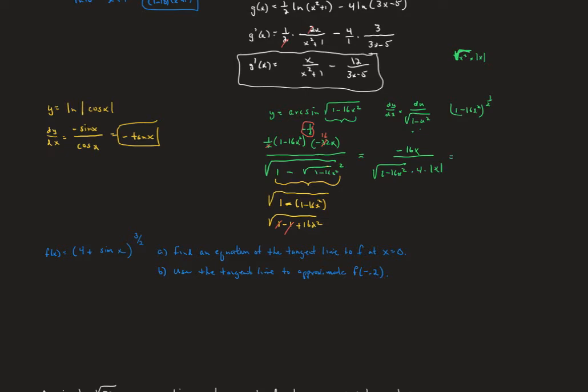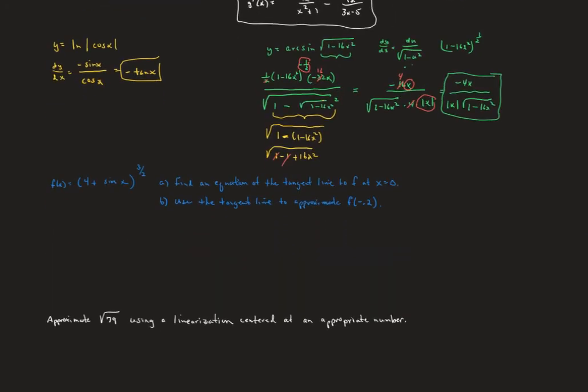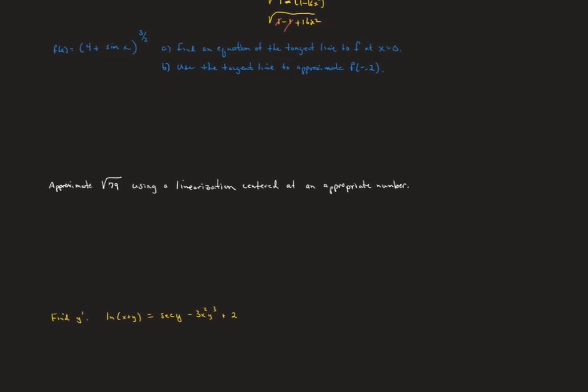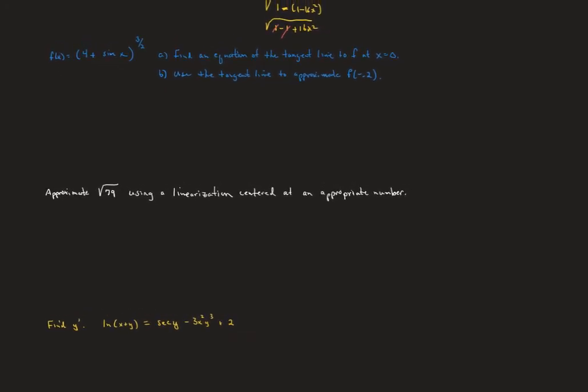Well, let's see what we can and cannot cancel. We can cancel the 4 with the 16. So that's going to become a negative 4, but this x and that absolute value of x cannot cancel because they are not always the same for all values of x. So we're going to still have that absolute value of x, and we're going to have this square root of 1 minus 16x squared in the radical. Whew, that's complicated.